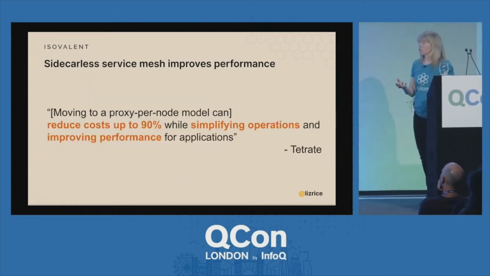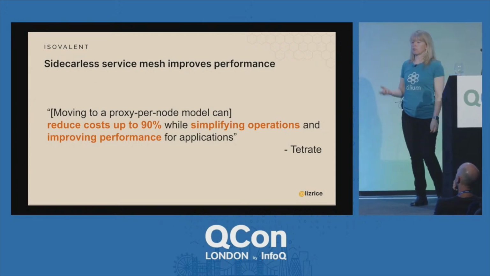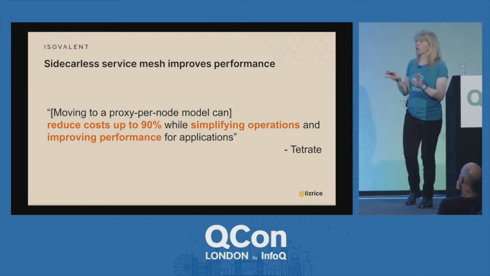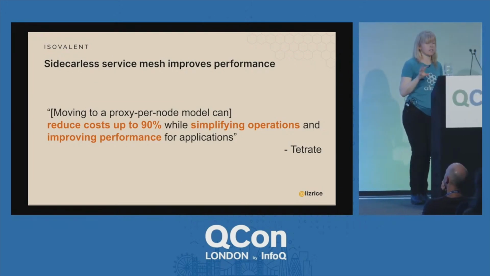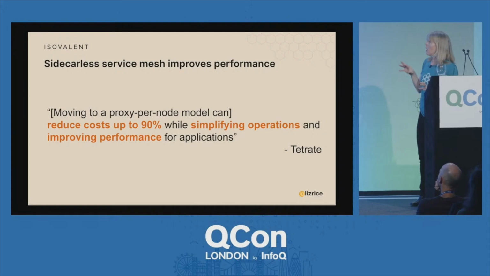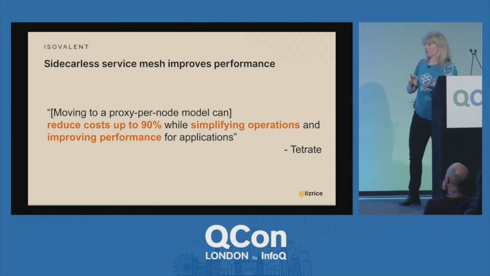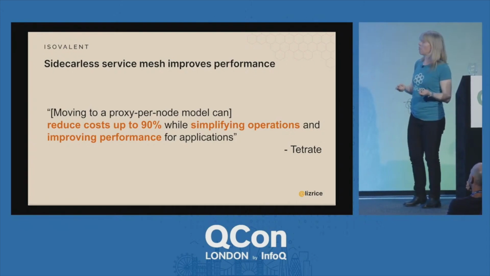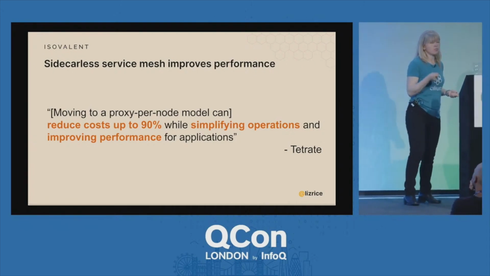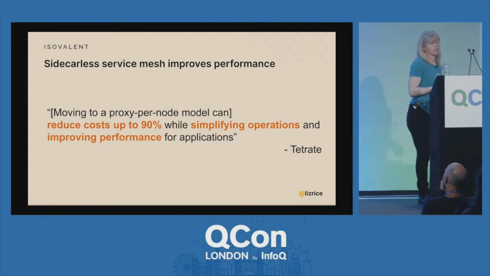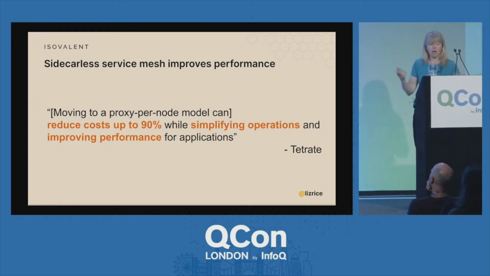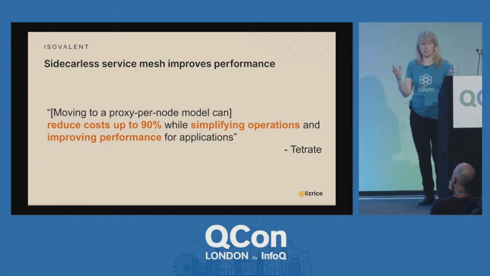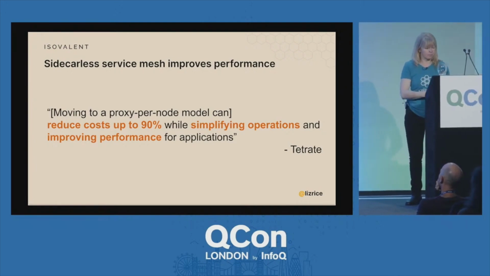And we've seen some really good performance improvements through avoiding sidecars. eBPF is not the only way to do this. Istio has their ambient mesh option, but Cilium's eBPF-based service mesh allows us to do this using eBPF, and we can see just removing those sidecars can reduce costs up to 90%, and it makes things a lot easier to manage.